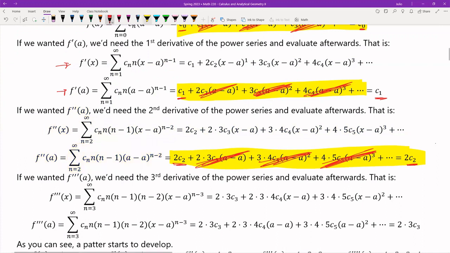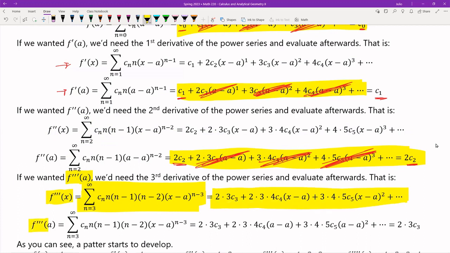If I wanted the third derivative at a value x equal a, I've got to do the same thing. F triple prime of x is all of this. This is the derivative of my power series, which means this is my expansion of my power series. So if I want the triple prime at a, that means I'd be plugging in my a, which means this is my expression here, and this is supposed to be a here.